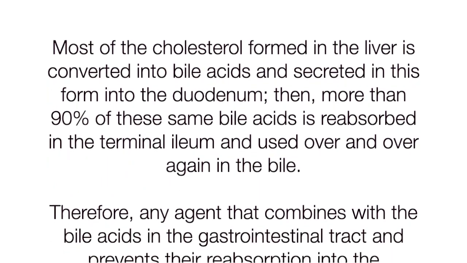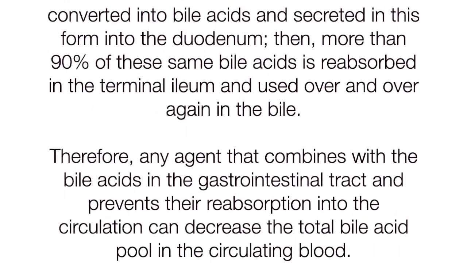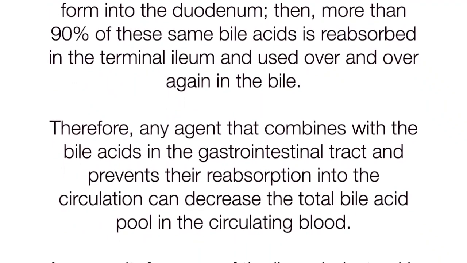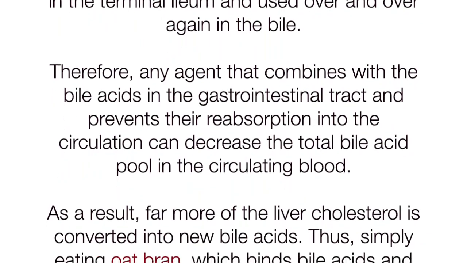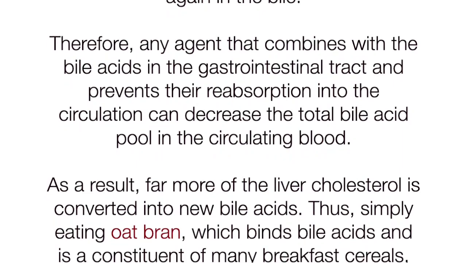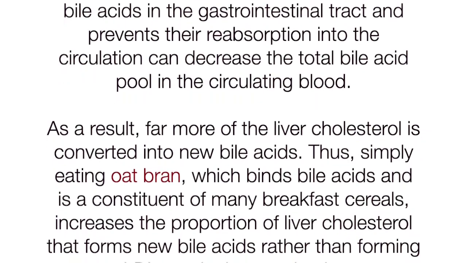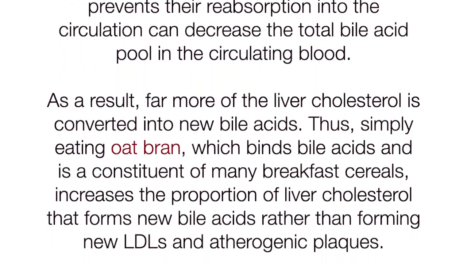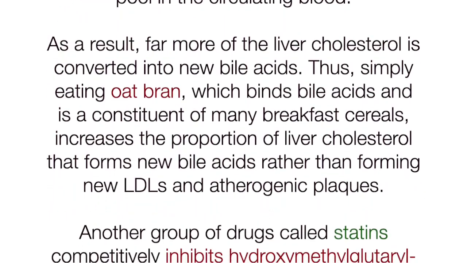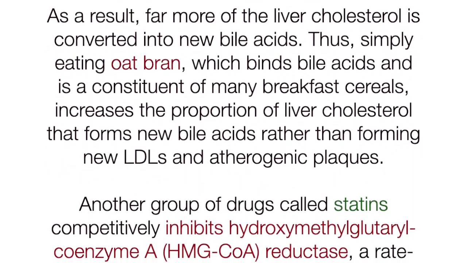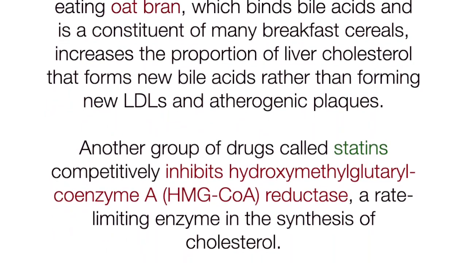Therefore, any agent that combines with the bile acids in the gastrointestinal tract and prevents their reabsorption into the circulation can decrease the total bile acid pool in the circulating blood. As a result, far more of the liver cholesterol is converted into new bile acids. Thus, simply eating oat bran, which binds bile acids and is a constituent of many breakfast cereals, increases the proportion of liver cholesterol that forms new bile acids rather than forming new LDLs and atherogenic plaques.